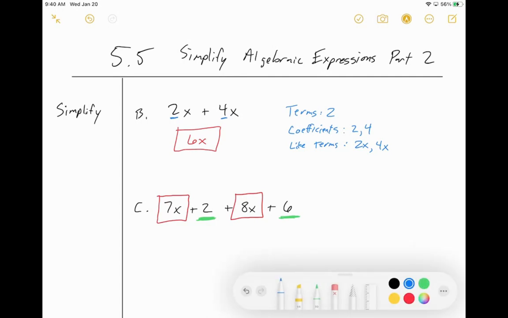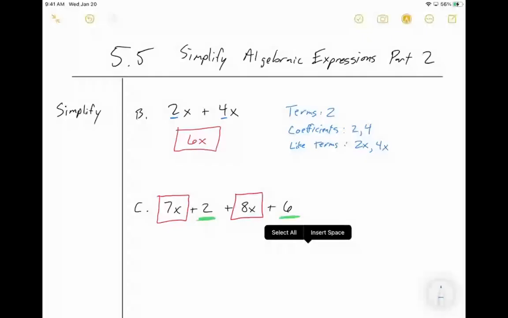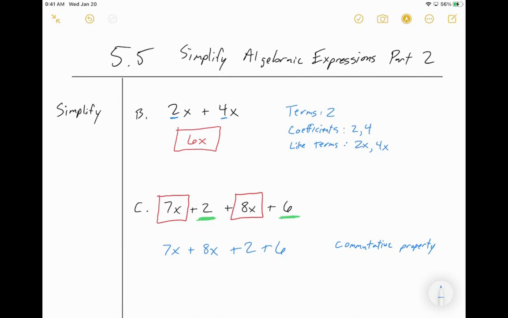One way I like to do it is you could use the commutative property. Remember, commutative property says you can add in any order. So I'm going to say, okay, well, 7x plus 8x plus 2 plus 6. So I just rewrote it. I used the commutative property to rewrite. And now I can combine things together that I want.